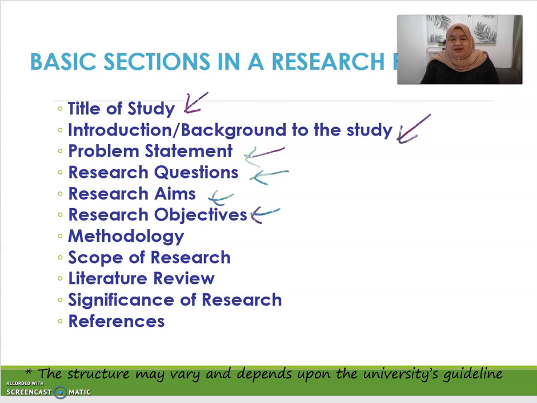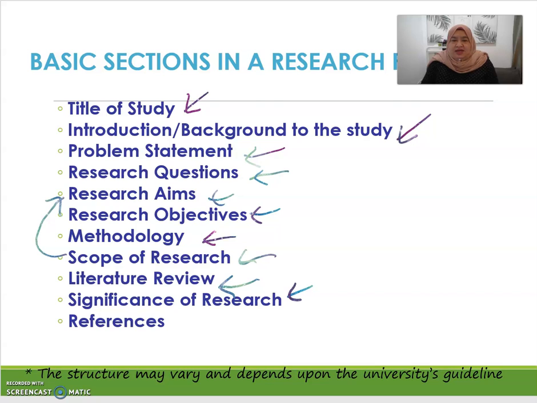Methodology on how you are going to carry out your scientific investigation in order to answer your research objectives and aims. Scope of work is very important because it will tell your panels or the ones who are reading your research paper to what extent your research is exploring and so on. Literature review is very important because you have to tell people what you know and how this literature review will influence your research.